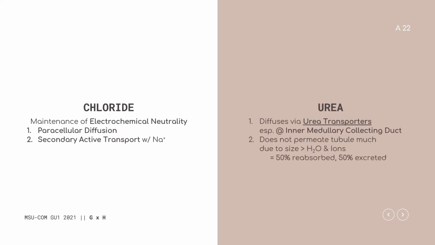Urea is passively reabsorbed as well, and it's facilitated by urea transporters present in some nephron segments, especially the inner medullary collecting duct. However, it does not permeate the tubule as much as water and ions because it's bigger in molecular size. Hence, only about half of it is reabsorbed, and the rest is excreted.